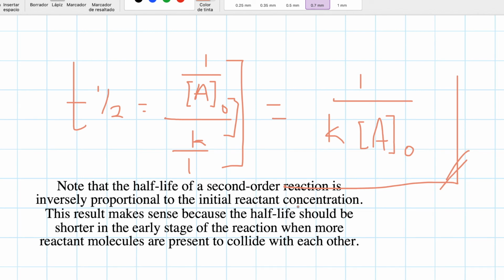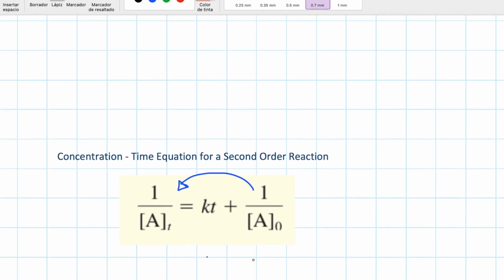Note that the half-life of a second order reaction is inversely proportional to the initial concentration. I don't know if you remember, but inversely proportional means it's going to be 1 over the value you're saying, which is true because you have initial concentration as your denominator. And this result makes sense because the half-life should be shorter in the early stage of the reaction when more reactant molecules are present to collide with each other.